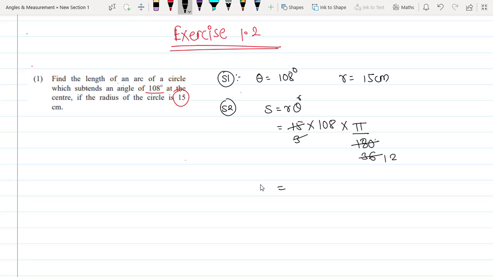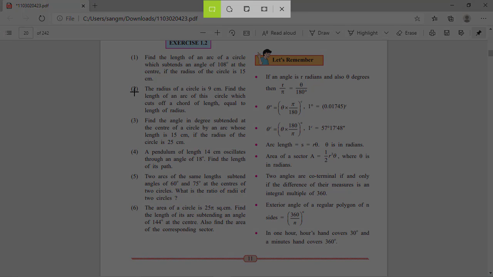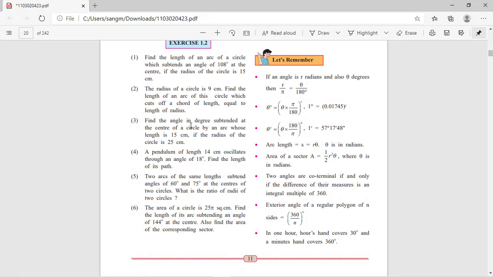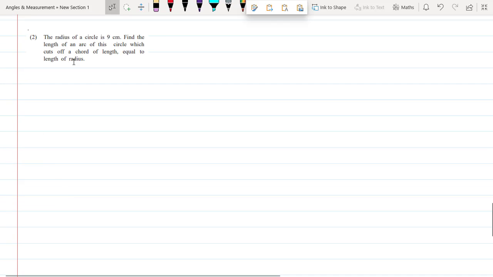Further, you can still simplify this. It's your time to simplify this. So 108 pi by 12. It can be further simplified. It is in centimeters. Is it okay, everyone? Yes, sir. Great. Let's take the next question. We should not waste our time simplifying the answers in the class. I want to focus more on the concepts rather than simplification.